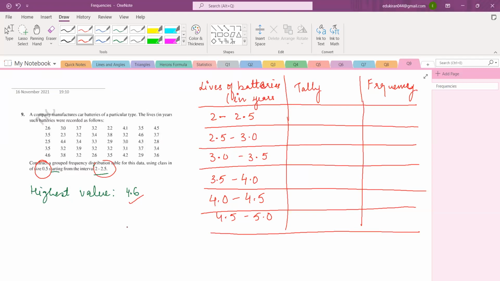Ma'am, done. Yes, okay. Mridula done. Yes, ma'am. No, ma'am. So anyway, in this question, nothing else is asked. He is just asking you to make a grouped frequency distribution table. That's it.